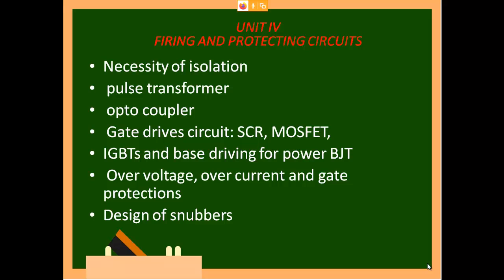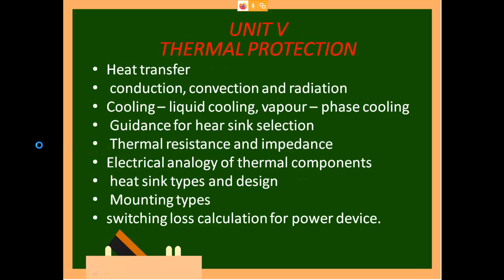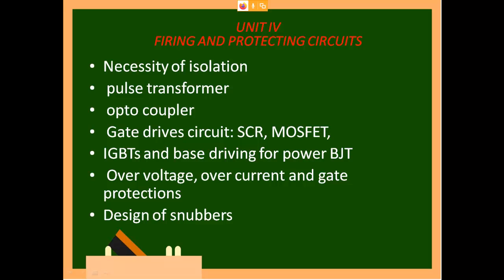Over voltage will occur in a circuit when you suddenly turn on and turn off. When you suddenly turn off, what happens? Current comes to 0 and voltage goes to its maximum value. But if it is done suddenly, the voltage will go to 5 times its value. If this 5 times voltage comes across your device, which you might not have designed for such a high voltage, your device will break down.